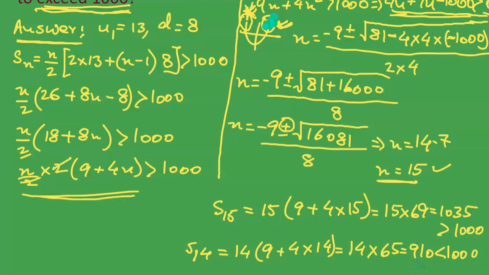Okay. So you see, when we are including 15 terms where the first term is 13 and the common difference is 8, when we are taking the first 15 terms only, then we get a sum total more than 1000 for the first time. Obviously, if we take 16 terms, it will also be more than 1000. If it is S20, it will also be more than 1000. But the minimum number of terms that should be included is 15.